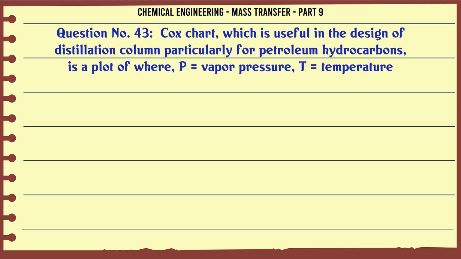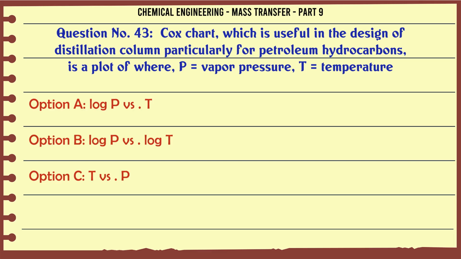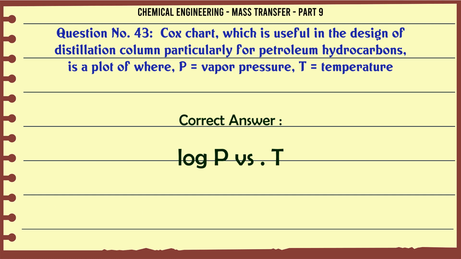Koch's chart, which is useful in the design of distillation column, particularly for petroleum hydrocarbons, is a plot of, where P is vapor pressure and T is temperature: A. Log P versus T. B. Log P versus log T. C. T versus P. D. P versus log T. The correct answer is log P versus T.